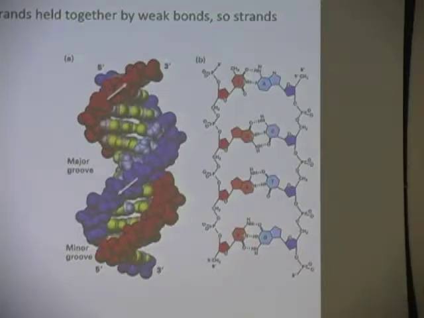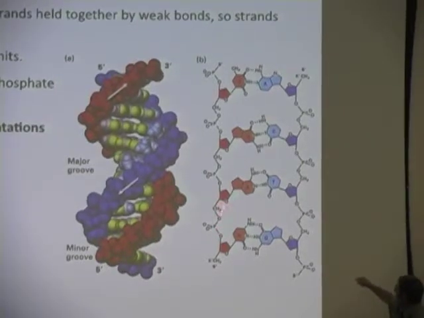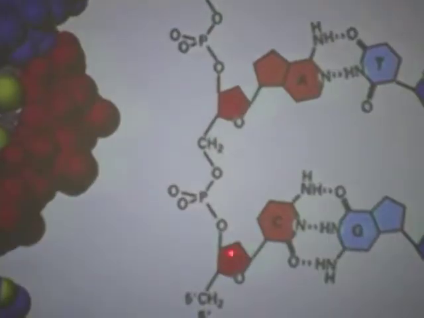Each strand consists of a linear array of repeated objects. The objects are a base, which has some nitrogens in it, and a sugar. In this case, the sugar is deoxyribose, but that doesn't matter. And a phosphate group. The phosphate groups link two sugars, so one piece is connected to the next by the phosphate group. So it's a base, a sugar, and the phosphate group.